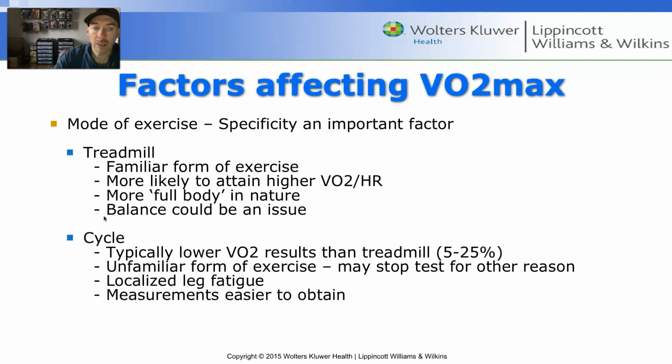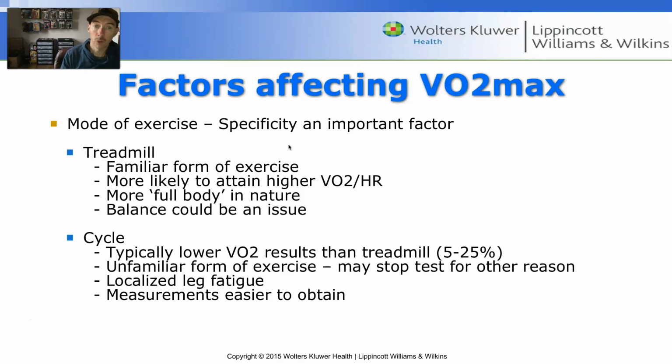Okay, so as far as testing goes, the mode of exercise could affect your VO2 max, okay? Typically, treadmill is going to give us a higher number for a couple of reasons. One, it's a more familiar form of exercise, right? Most people walk or run, fewer people cycle. So they're going to be more efficient at walking and running, which means they're going to be more efficient at treadmill exercise, more efficiency, more accurate test, okay?